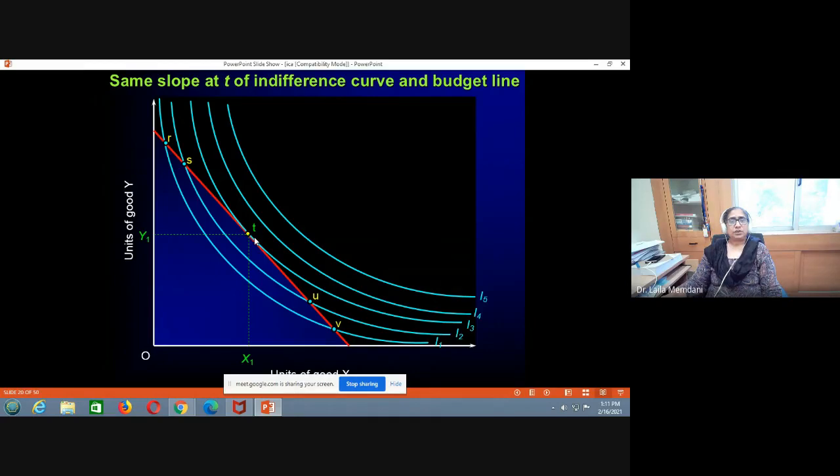So this point is the equilibrium point of the consumer. Now the question arises, why not R and S or U and V? We have seen in part 1 of my indifference curve analysis video that a higher indifference curve represents a higher level of satisfaction. So at R, which is on the lower indifference curve I1, he has lower satisfaction. At S, again lower. U and V also lower. So at point T, he is getting maximum satisfaction from the budget.